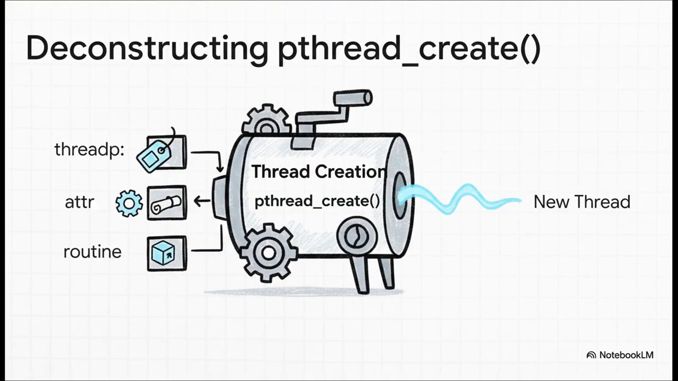Let's look at the core function for making a thread, pthread_create. I know, it might look a little intimidating, but it's really just asking for 4 simple things. Number 1, a place to store the new thread's ID. 2, any special custom settings, which you can usually just ignore. 3, the name of the function you want this new thread to start running. And 4, any data that function needs to get started. That's it. That's all it takes to spin up a new thread.